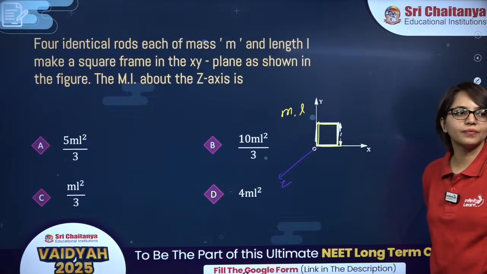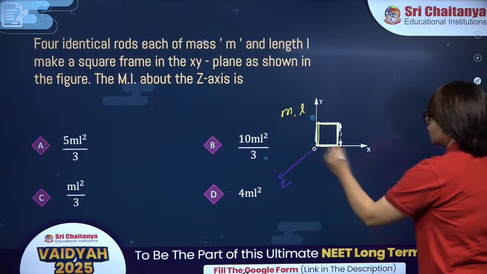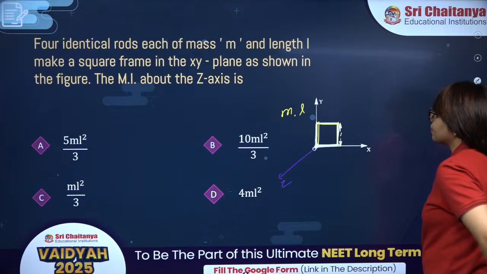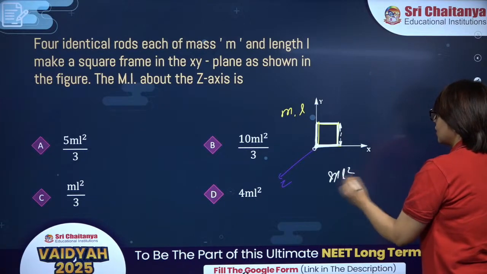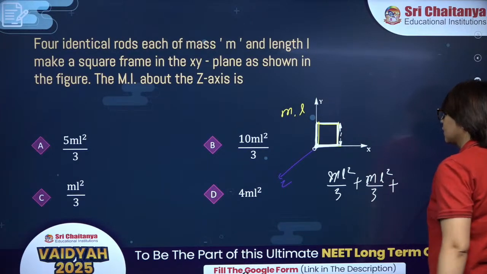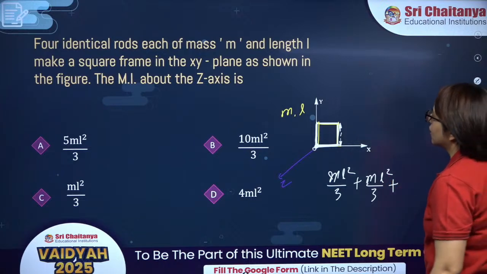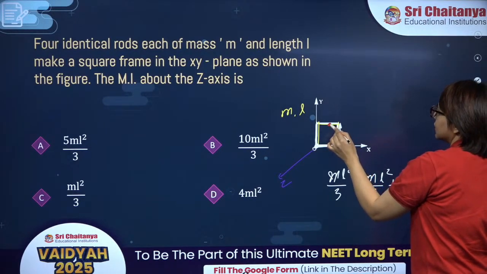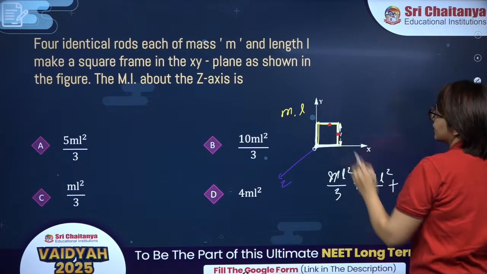Option B. Alright, so for this rod and this rod, the axis of rotation is passing through the end of the rod. So for this it is ml square by 3 plus ml square by 3. Okay. Now here, for this rod, this is the center of mass, and for this rod as well, this is the center of mass.